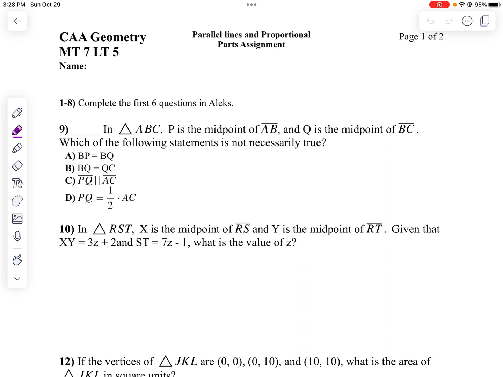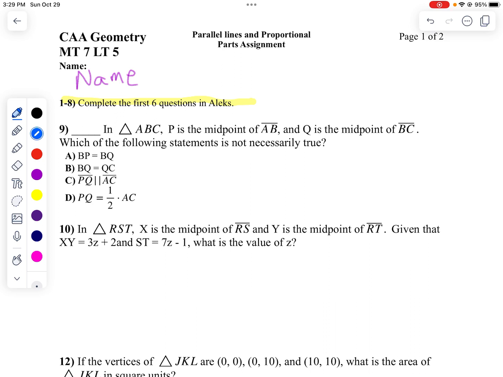Hey, let's take a look at your LT5 assignment. Don't forget your name. Can't give you credit if you don't put your name on it. And then do the first 8 questions in ALEKS. Do those before you come here. They'll get some of the basics and some of the proofs done.